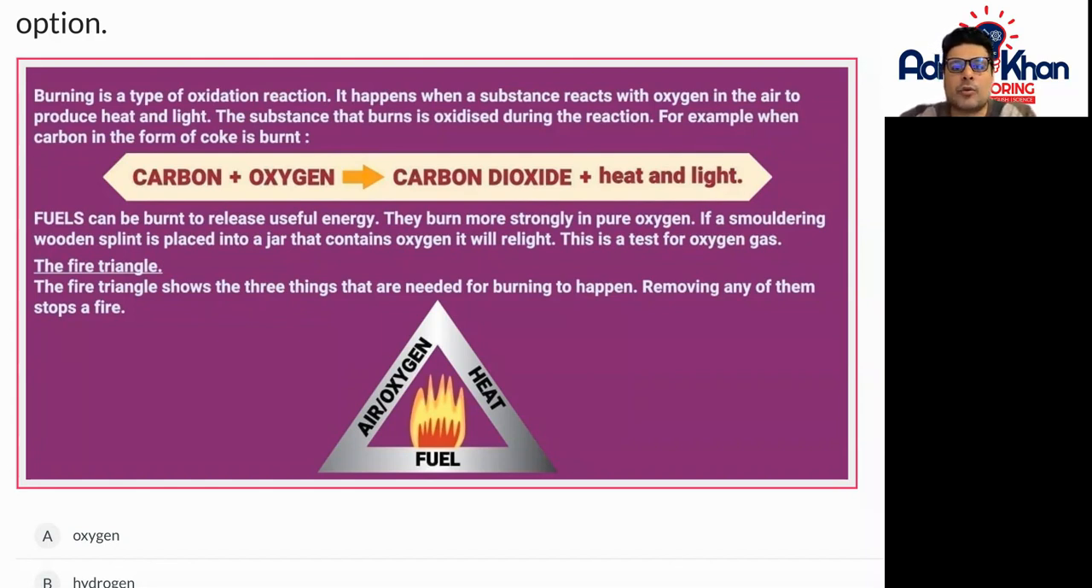This fire triangle shows the three things that are needed for burning to happen. The three things are heat, fuel, and air or oxygen. Removing any of them will stop a fire. So that's the basics of what you need to know in terms of burning.